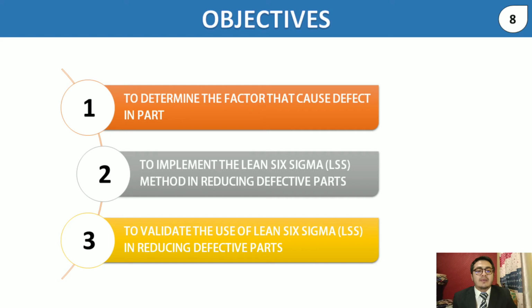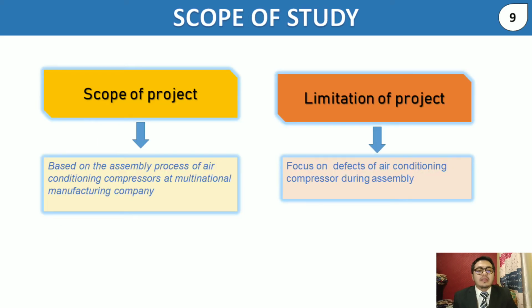The objectives of the study consist of: to determine factors that cause defects in parts, to implement the Lean Six Sigma method in reducing defective parts, and to validate the use of Lean Six Sigma in reducing defective parts. The scope of the project is based on the assembly process of the air conditioning compressor at a multinational manufacturing company. And for the limitation, it focused on defects of the air conditioning compressor during the assembly process.